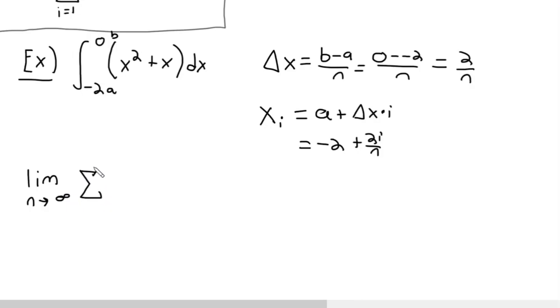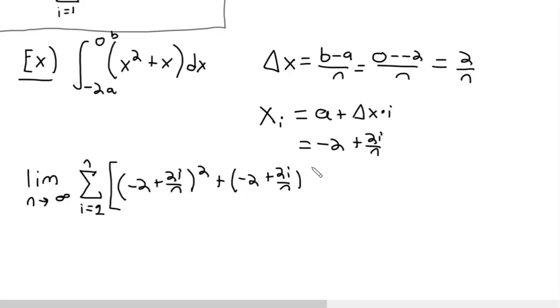sigma, and again, the notation is exactly the same. And i is equal to 1, that's my starting value. And now, remember, wherever I see an x, I plug in this xi over here. So I'm going to get (-2 plus 2i over n) squared plus (-2 plus 2i over n). And don't forget to multiply by this delta x. That's a really common mistake I see. So multiply by this delta x, and delta x is simply 2 over n.